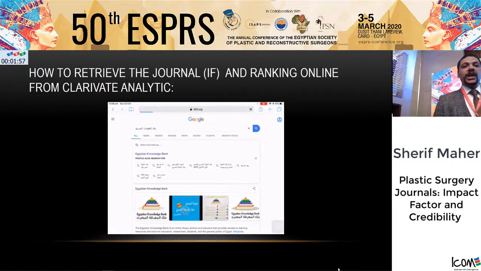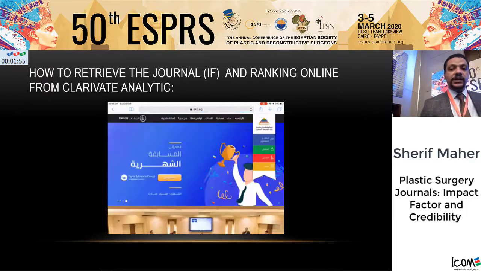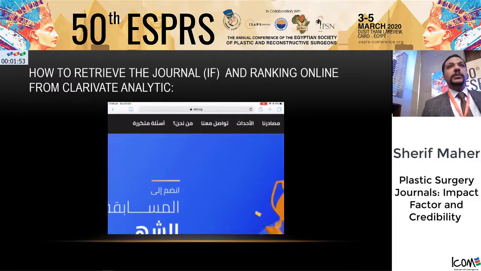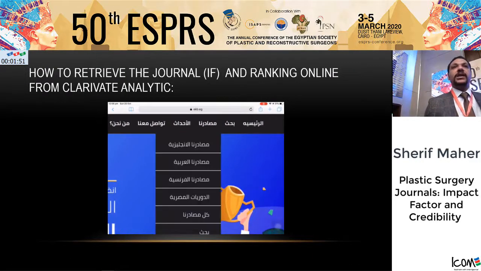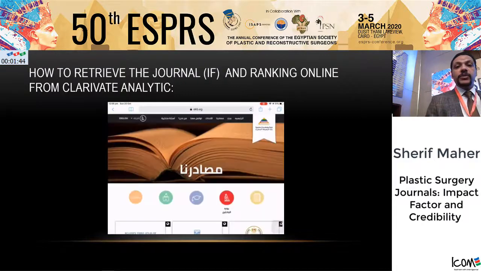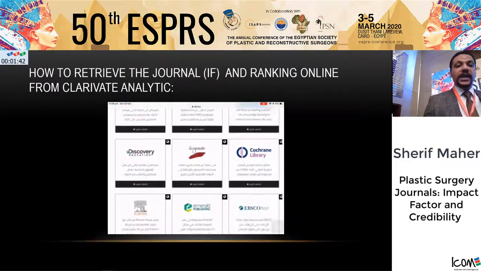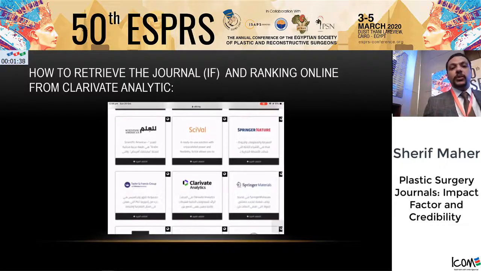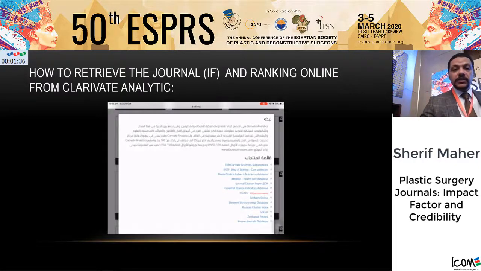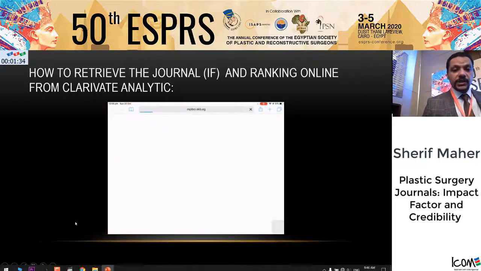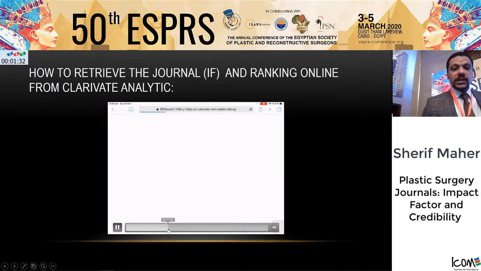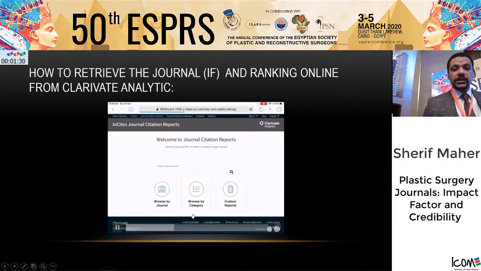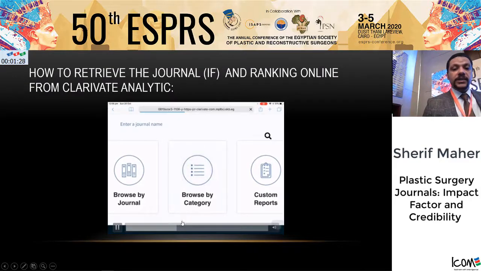This is a video on how to retrieve a journal's impact factor and its ranking online. To be able to do that on Clarivate Analytics, we can make a special registration in the Egyptian Knowledge Bank. From the Egyptian Knowledge Bank, we can enter Clarivate Analytics or Scopus or whatever we want to analyze, and enter the Journal Citation Reports. From the Journal Citation Reports, we can enter the site and categorize by the categories.